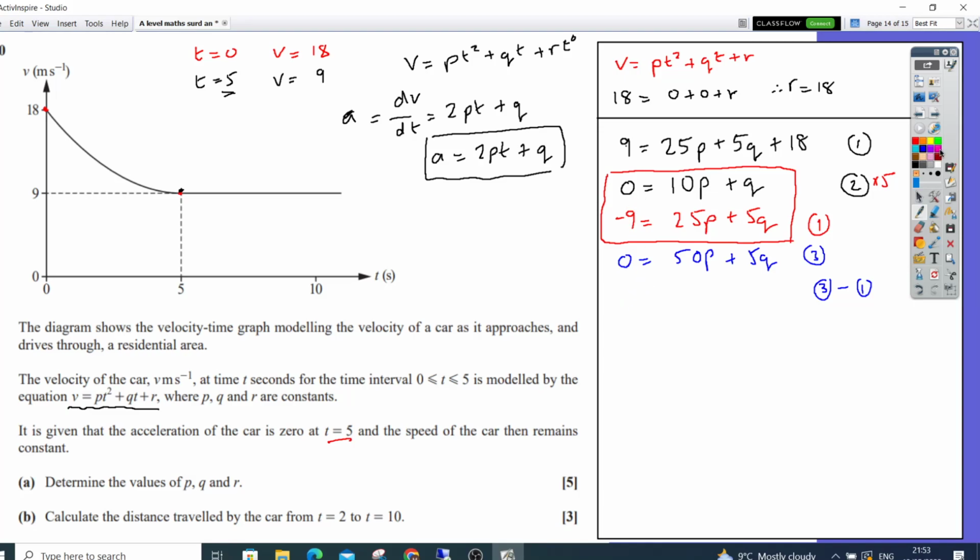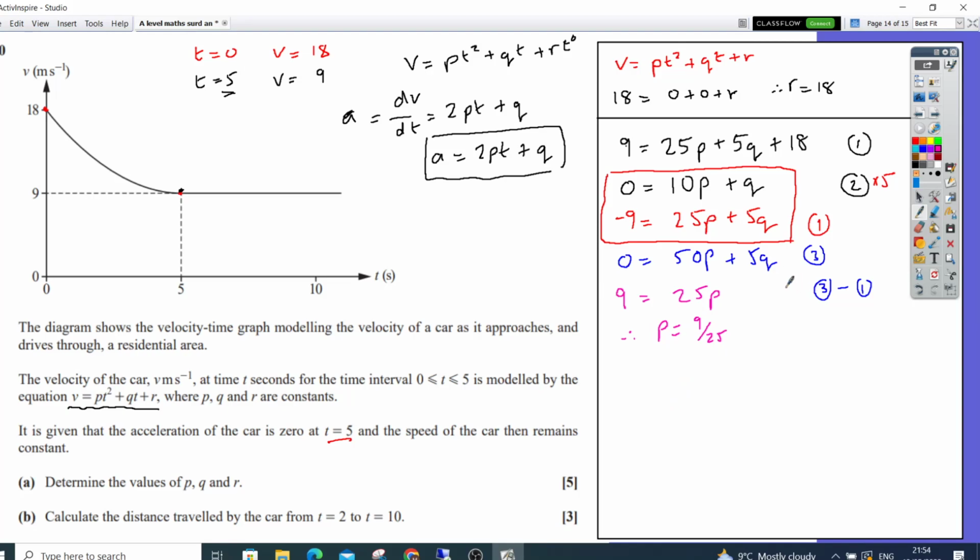Let me just write this in a different color. That's going to be 9. 50p take away 25p, so that's going to give me 25p. And 5q take away 5q is going to go. It's going to be no q's there. So therefore, p will equal, this is a 9 divided by 25, so you get 9 over 25.